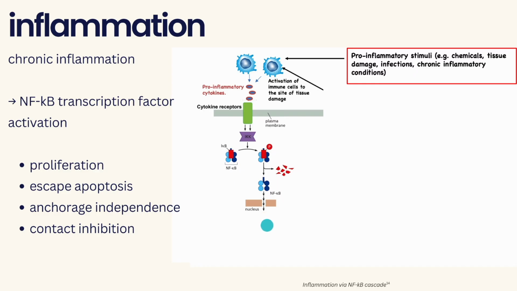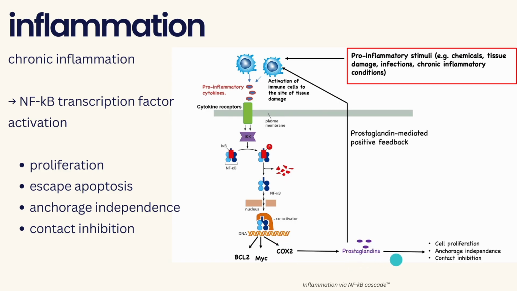It's a transcription factor, so it's going to bind to a DNA promoter and promote expression. And NF-kappa B happens to be a transcription factor promoting inflammatory processes that actually promote carcinogenesis. So through COX-1 and prostaglandins, this promotes cell proliferation and anchorage independence and contact inhibition. It allows the cell to detach from its neighboring cells and even the basement membrane, and it can flow into the bloodstream and go to other organs, causing metastasis.